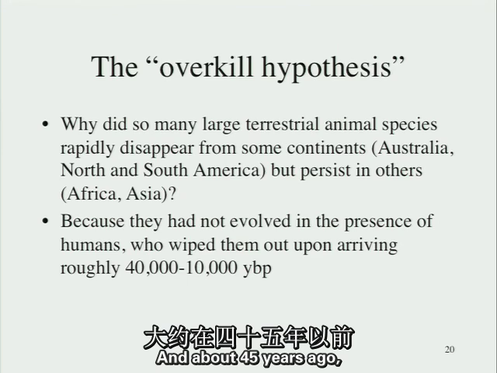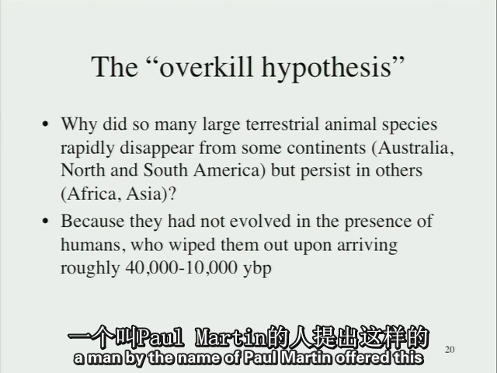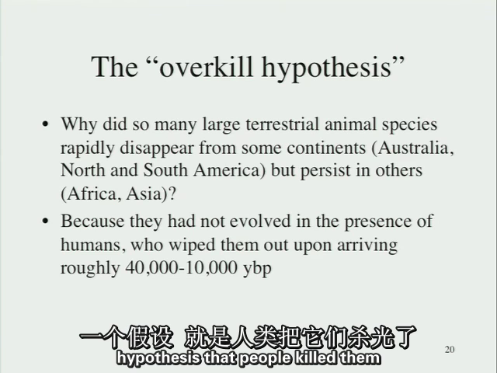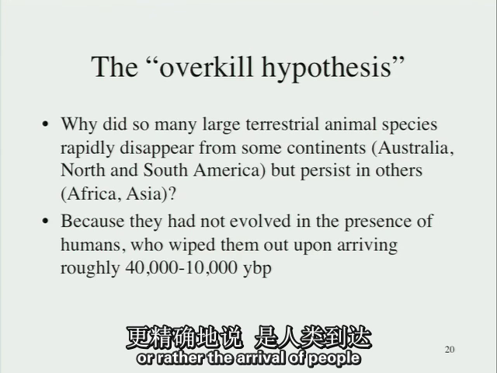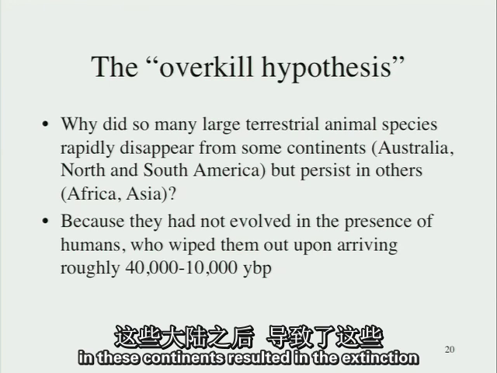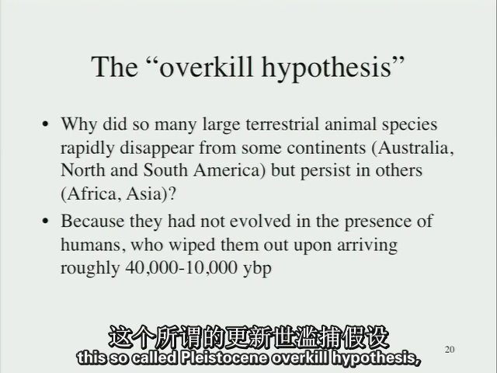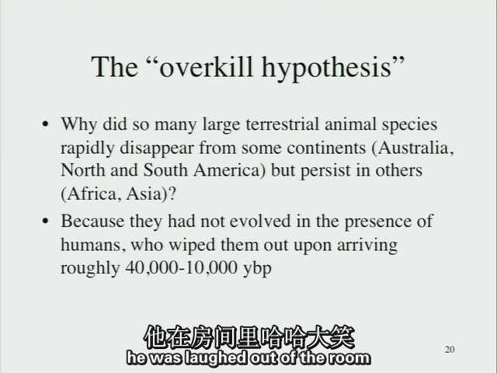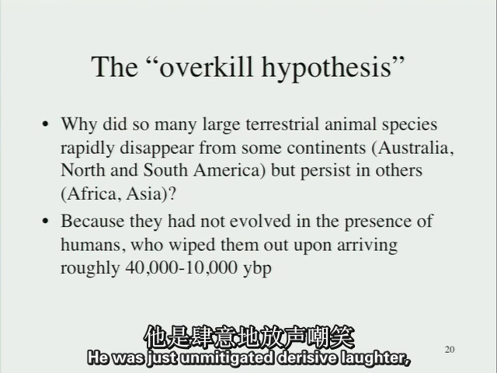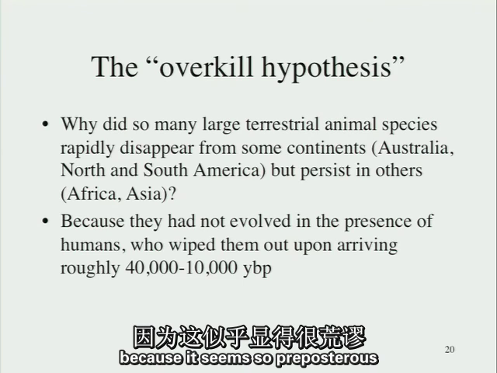And about 45 years ago, a man by the name of Paul Martin offered this hypothesis that people killed them. Or rather, the arrival of people in these continents resulted in the extinction of these megafauna. And at the time when he postulated this, the so-called Pleistocene overkill hypothesis, he was laughed out of the room. He was met with unmitigated, derisive laughter because it seemed so preposterous.